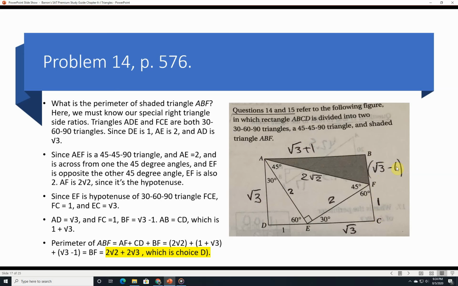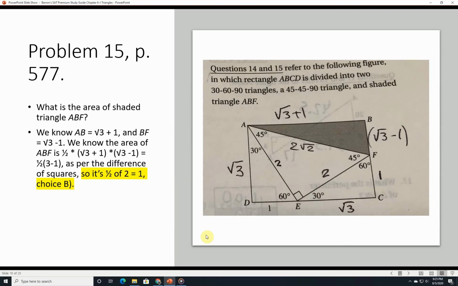Obviously the plus 1 and the minus 1 cancel out, so you have 2 root 3, and then you have 2 root 2. So it ends up being 2 root 2 plus 2 root 3, which is choice D.